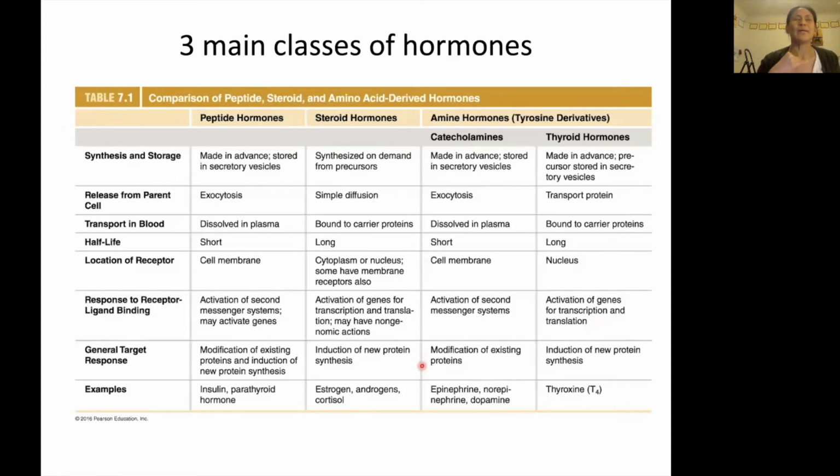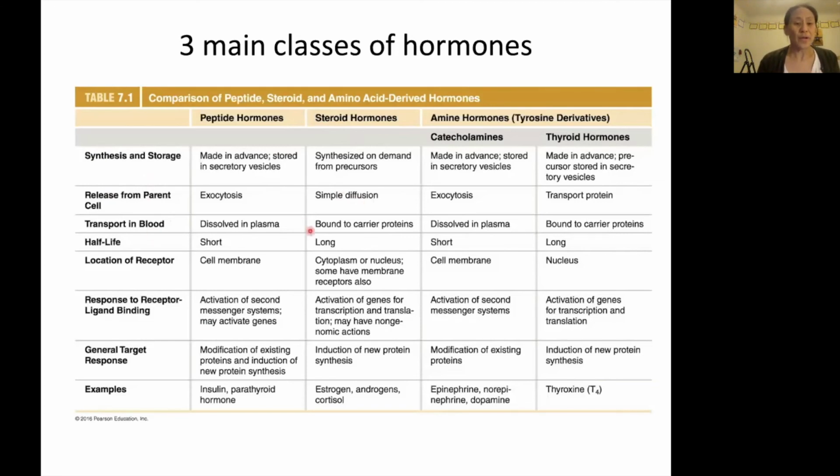Just to review, synthesis and storage. Remember that steroid hormones are synthesized from cholesterol. They're synthesized on demand because you can't store them in the cell, because they would just diffuse across cell membranes. They're released from the parent cell by simple diffusion. So they're just made and then they diffuse out of the cell. This cell that we're talking about is the endocrine cell that's making the hormone.